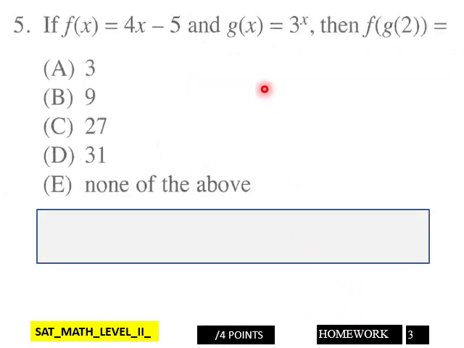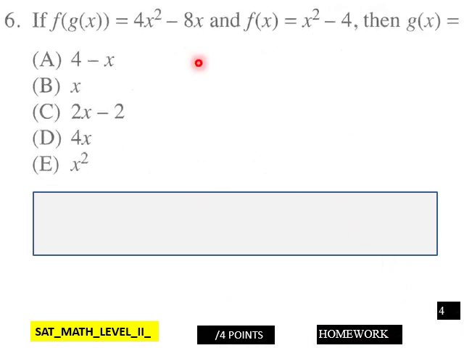Page 3, f of x equals 4x minus 5. g of x equals 3x. Then f of g of 2 would equal what? Decide what that is. 4 points here for page 3.